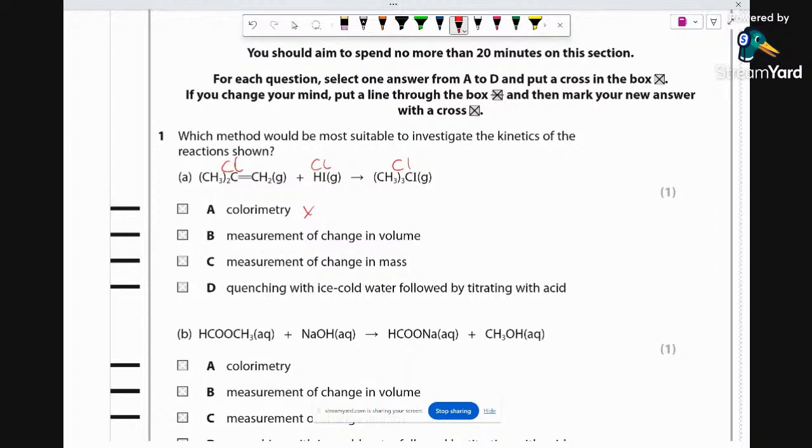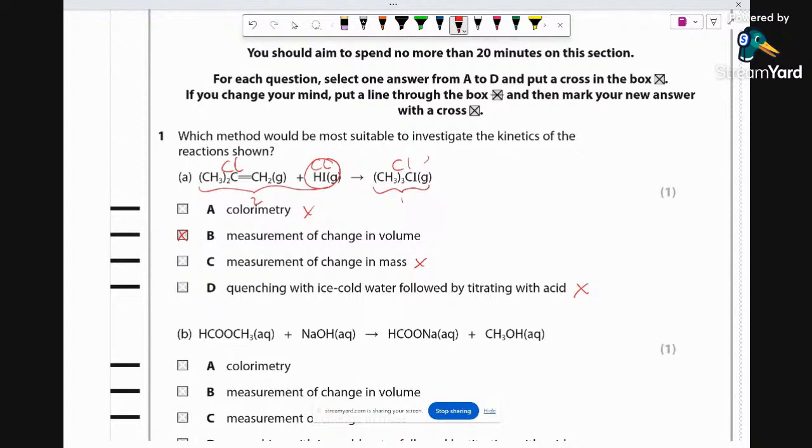Measure a change in volume. Possibly: 2 moles of gas on the left, only 1 mole of gas on the right. So potentially possible. Measure a change in mass. No, because it's an addition reaction, so the total mass going in is equal to the mass going out. There's no byproducts. Quenching with ice followed by a titration with acid. No, the only thing that's here is an acid. We could quench it and titrate it with a base. That would probably be the best one for studying the kinetics, but there's no base in the system, so you can't titrate with an acid. So the answer is going to be B.